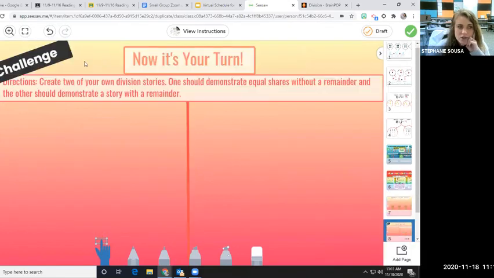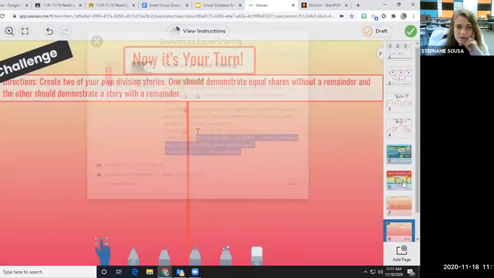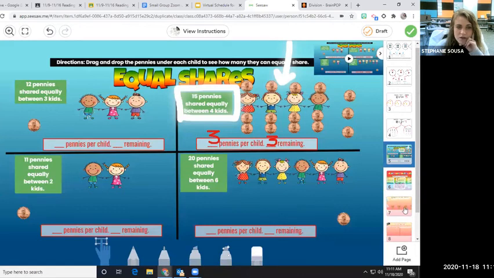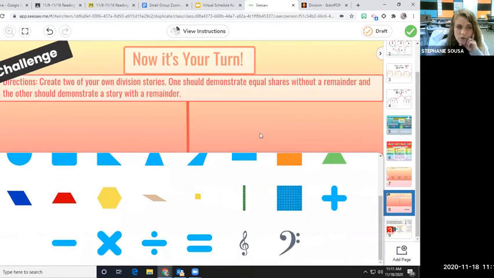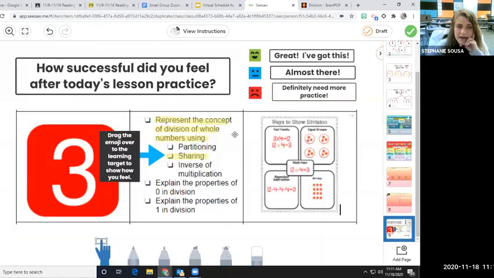On slide 8, you are asked to create your own division story. The instructions are here. On the last slide, use all of the Seesaw tools to create a story with the drawing to show equal shares. So just like we made stories about sharing unicorn erasers and sharing pennies, you are going to come up with something that you'd like to share. So what would you share with your story?